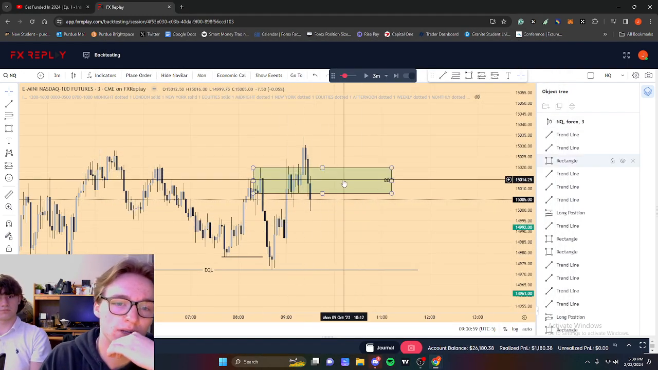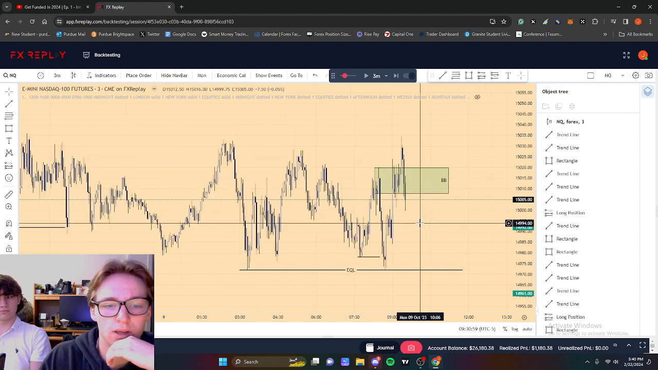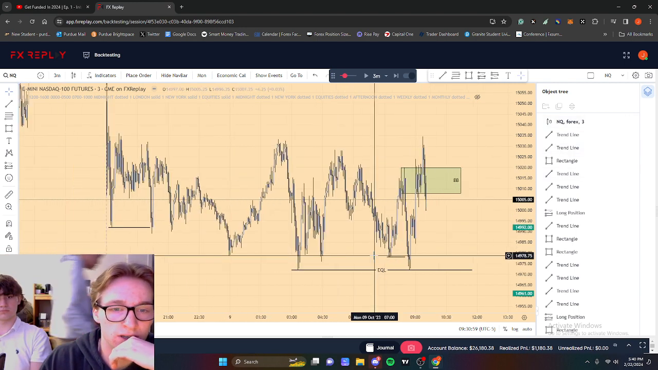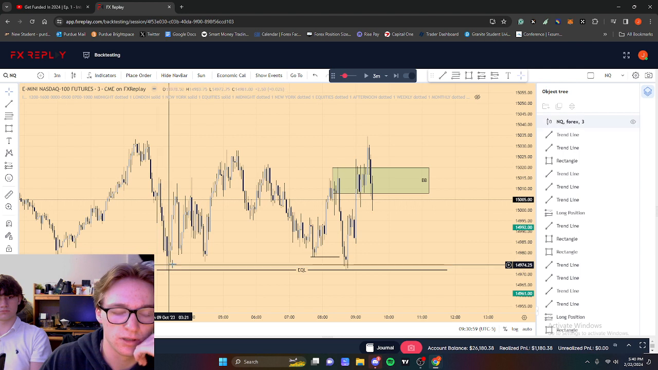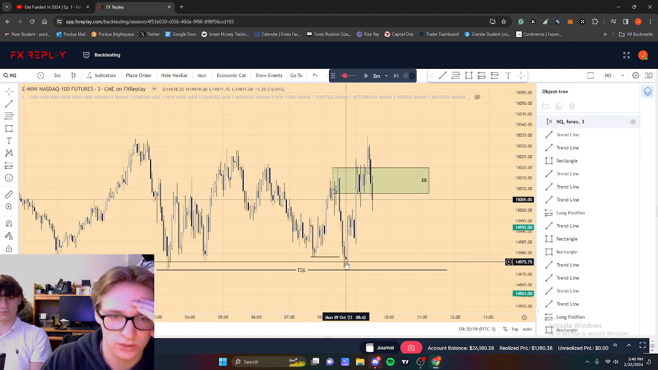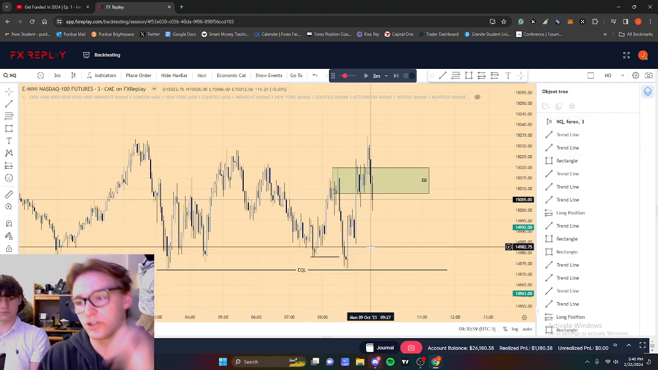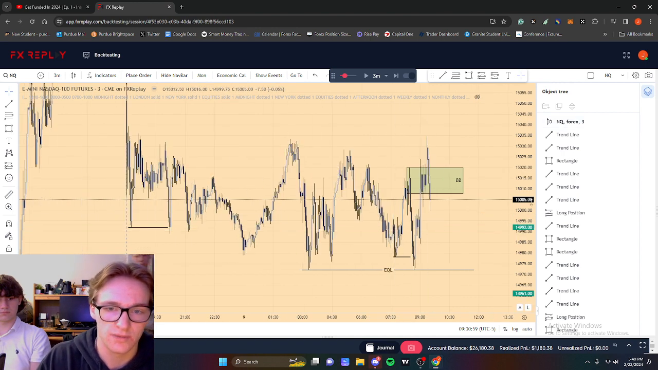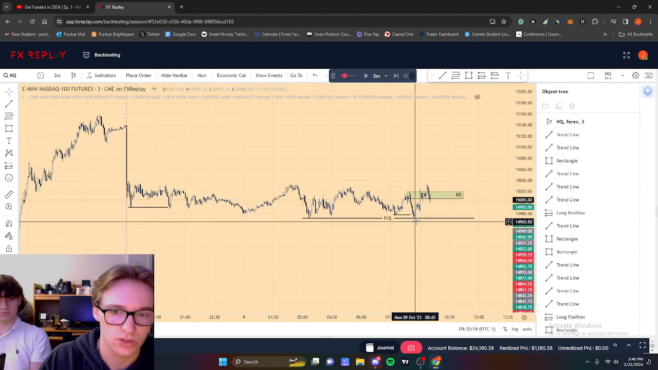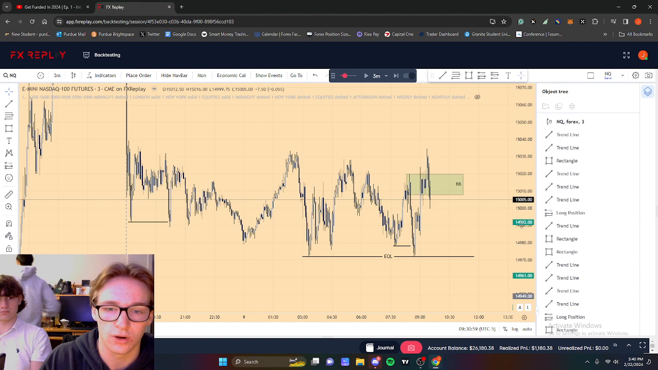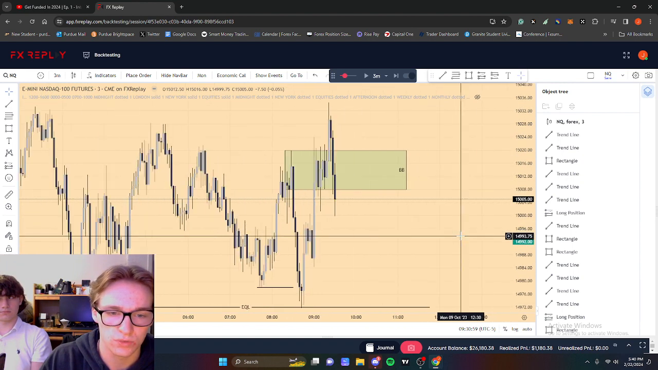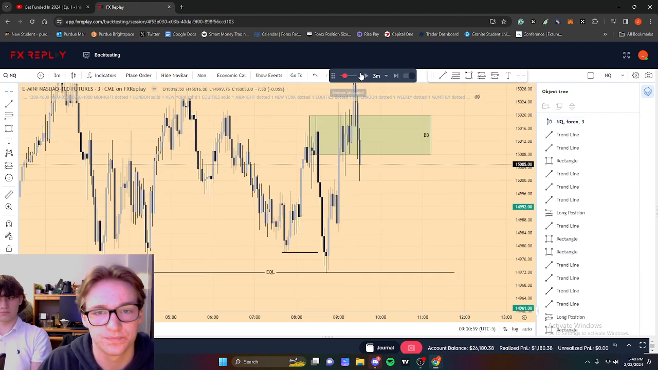I marked out this 3-minute bullish breaker block. We have these equal lows right here. These were London lows, and then we also created these during early New York session. So they're equal lows. If anything, I would be looking to sweep these equal lows and then go long. So we will see what happens with that.